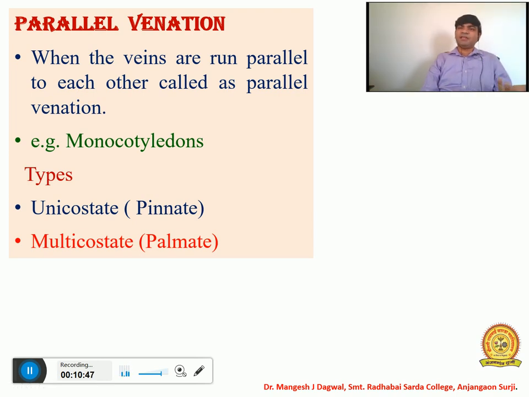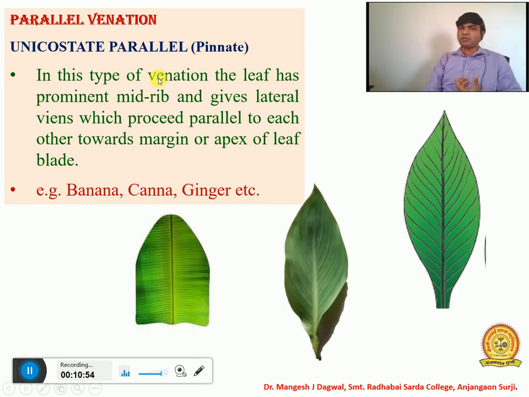Again, in the same manner as reticulate venation, these are of two types, unicostate and multicostate. Now here is the unicostate or pinnate parallel venation. In this type of venation, the leaf has a prominent midrib. Here we can see the prominent midrib, which gives lateral veins that proceed toward the margin or the apex of the leaf blade, but these do not intersect with each other and form a network-like structure like reticulate venation. Because of this it is called unicostate parallel venation.